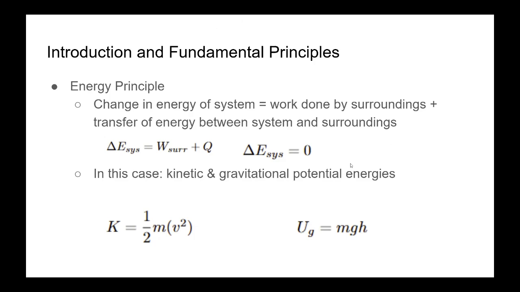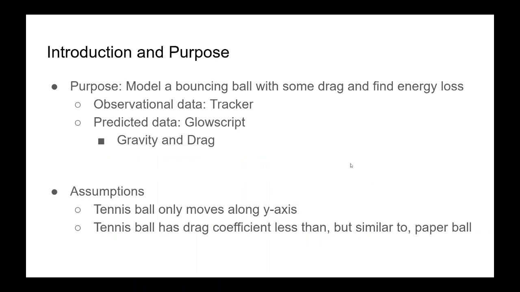However, we are also factoring in the energy principle, which says that the change in energy of a system is equal to the work done by the surroundings plus the transfer of energy between the system and surroundings. Normally, we just consider the work done by the surroundings and the transfer of energy to be zero. Of course, in our case, we are factoring in drag, so that does change a little bit. In this case, the kinetic and gravitational potential energies of the system are the two that we're considering. So, one half mv squared, where v is the speed of the object, and then mgh, where h is the height relative to the surface of the Earth.